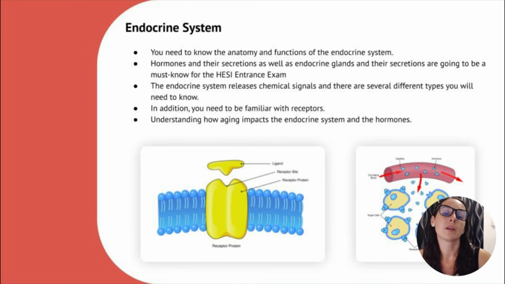Lastly, you're going to understand that hormones and their secretions, as well as endocrine glands and their secretions, are going to be a must know on the HESI entrance exam. Hormones are distributed in the body all over, to all parts of the body, but only certain tissues, which are called target tissues, respond to each type of hormone. However, not every tissue in our body responds to each hormone. It's as if each hormone has a secret code that only specific tissues can decipher, right? So you need to know how the body is able to maintain a balance and prevent hormone levels from going haywire, right?